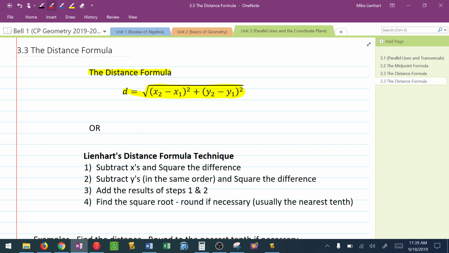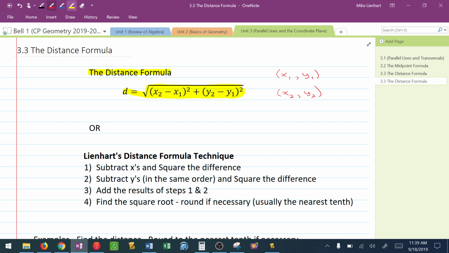In order to activate this formula, though, you need to have 2 points. The first point we identify as x sub 1, y sub 1. And the second point we identify as x sub 2, y sub 2. We then take the values in those different spots, plug them into the formula, and simplify the formula.